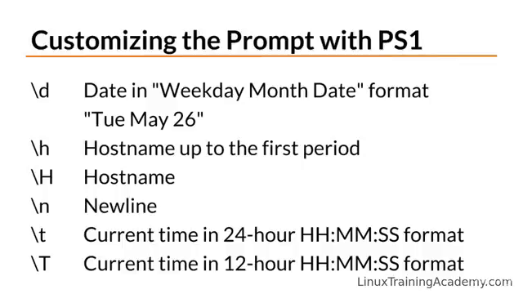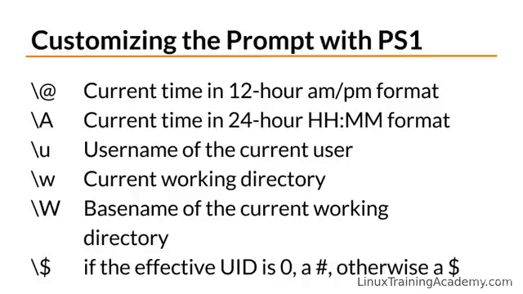\t will give you the current time in 24-hour format, while \T will give you the current time in 12-hour format. \@ will give you the current time in 12-hour format with AM and PM included. \A will give you the current time in 24-hour format, just using hours and minutes. \u is the username of the current user. \w is the current working directory. \W will give you the base name of the current working directory instead of the full path.